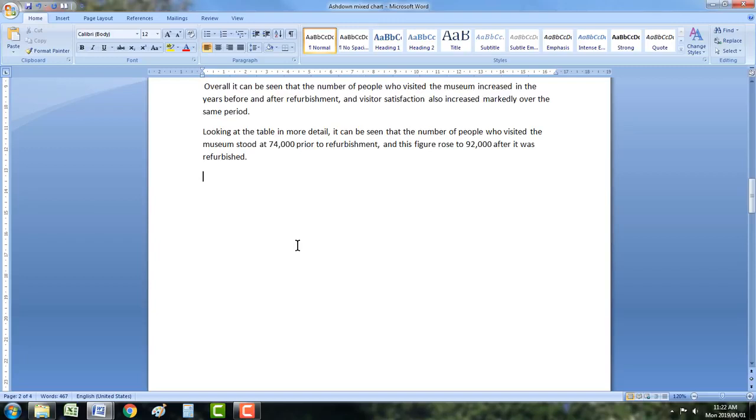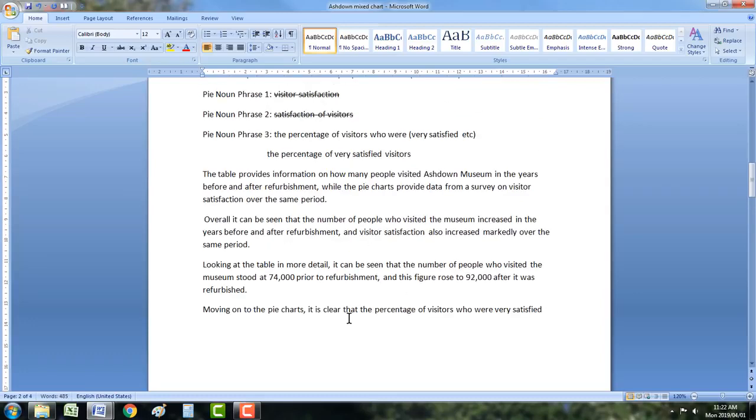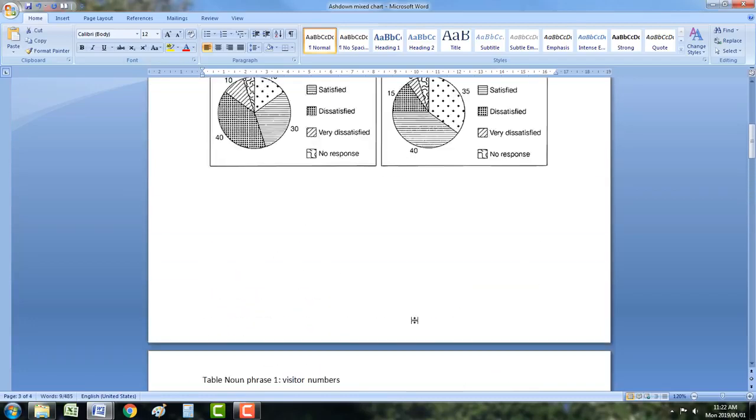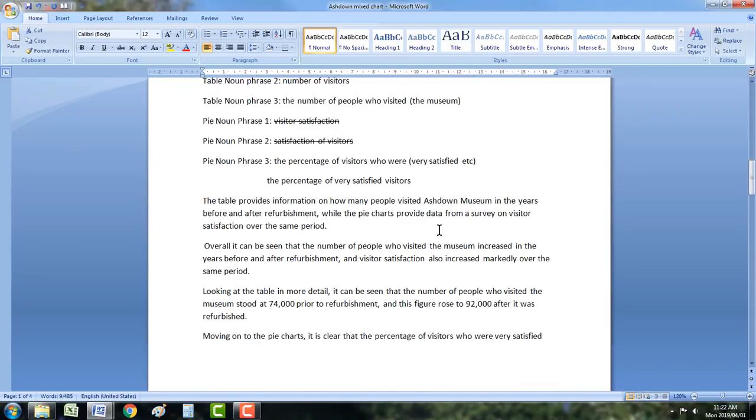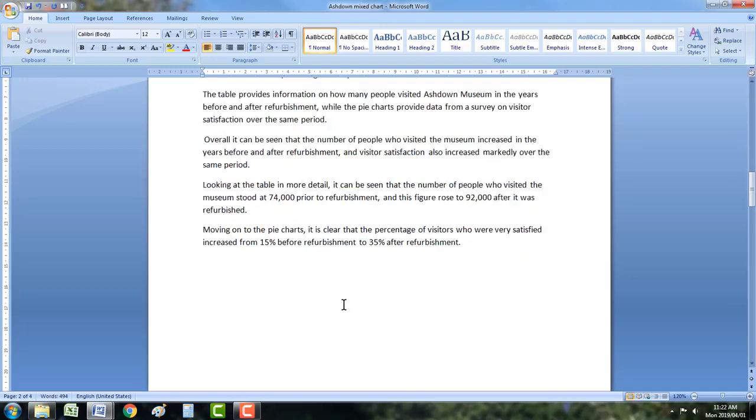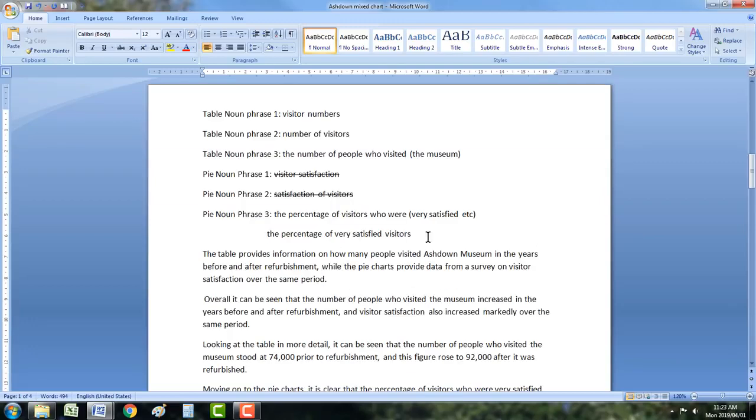Turning to the pie chart, or moving on to the pie charts. Noun phrase, the percentage of visitors who were very satisfied, and then just keep it simple, increased from 15 to 35%, before to that after. Great, no problem, keeping it simple. Next is satisfied, from 30% to 40%.